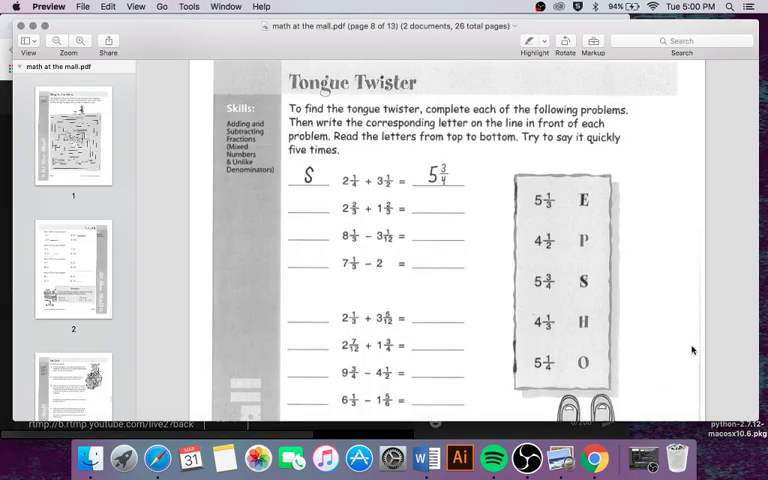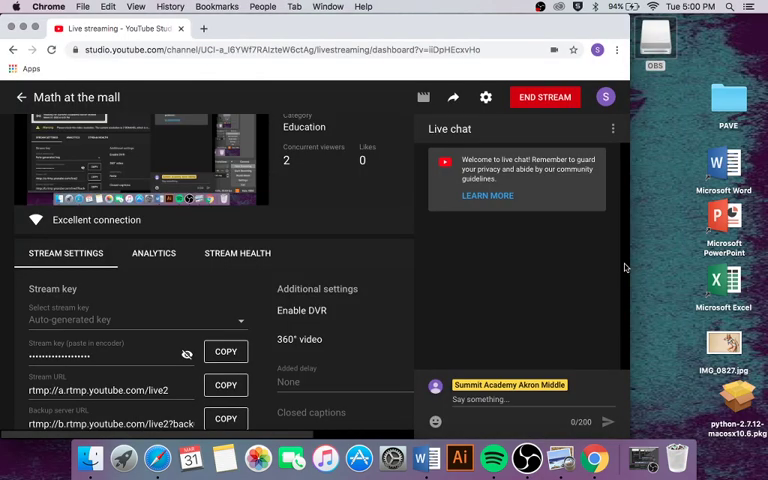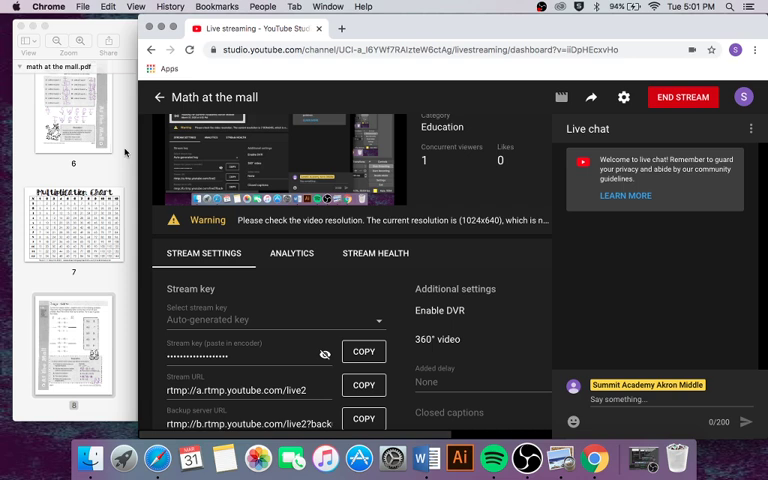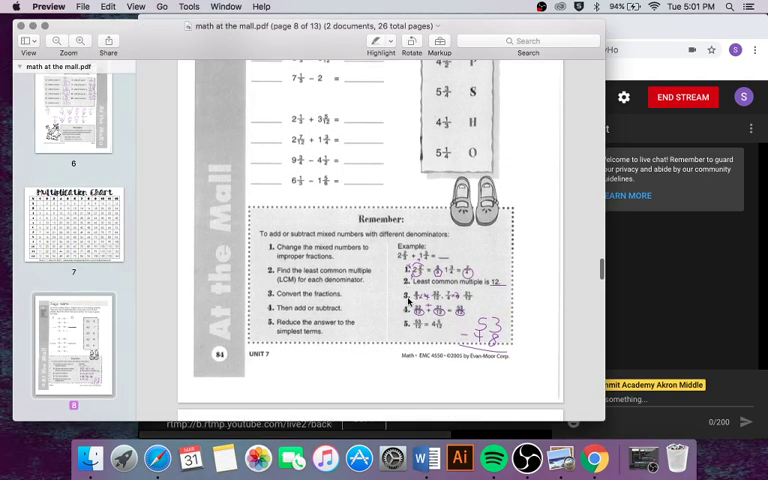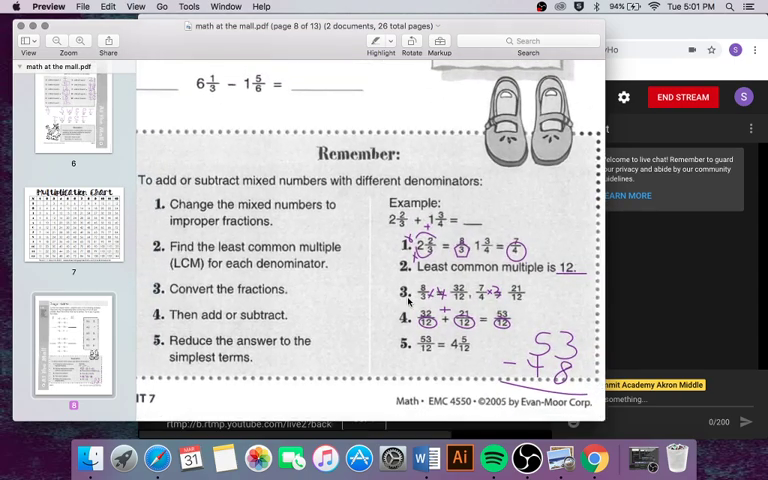Last week we left off looking at fractions. So that's where I want to pick up today. Down here we'll go over this again about changing mixed numbers into improper fractions with common denominators.